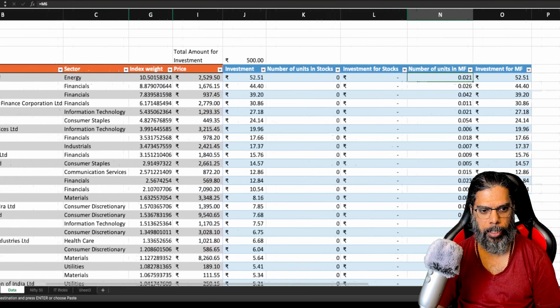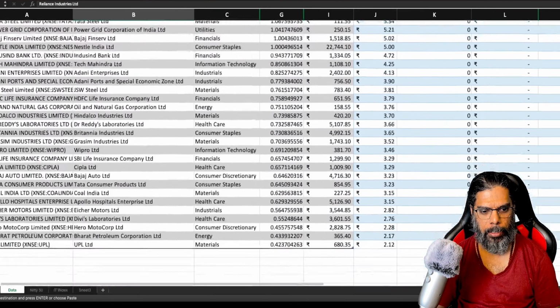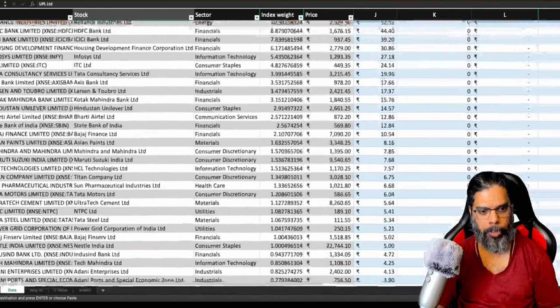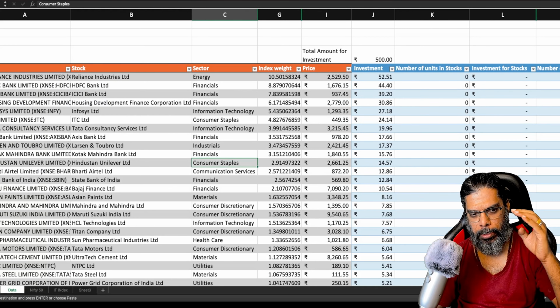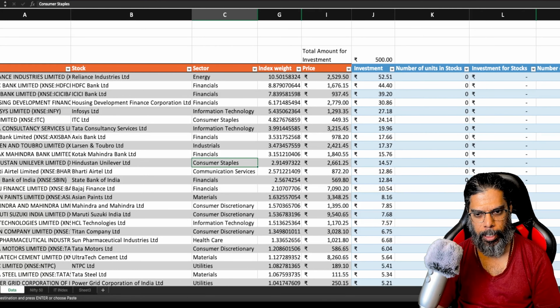What I currently have is something that I pulled from the NSE website. These are the top 50 companies. You can see, starting from Reliance, the last one is UPL. If you check the sectors, you can see energy, financials, information technology, and a different set of sectors also. It captures the top 50 companies based on market cap. In that, Reliance is the topmost company, which has the largest market cap in our index.